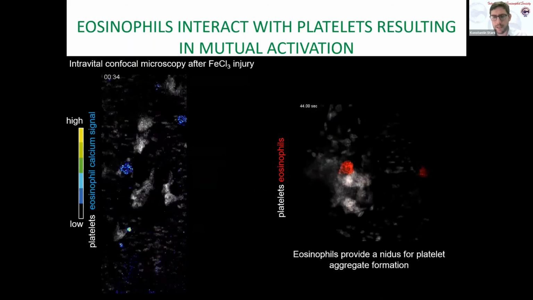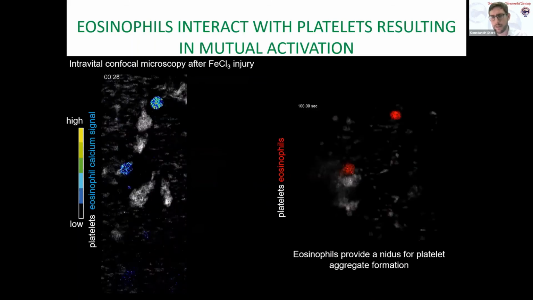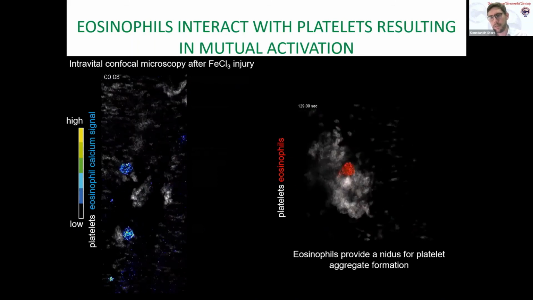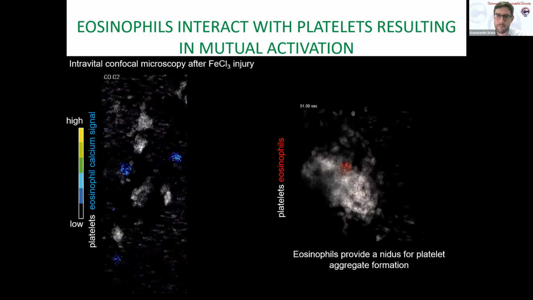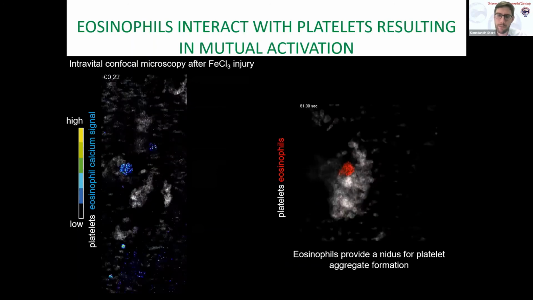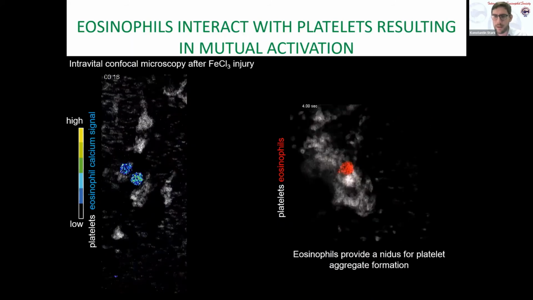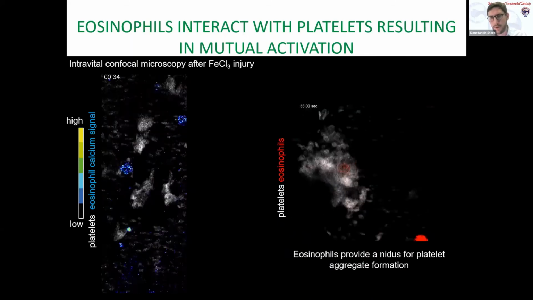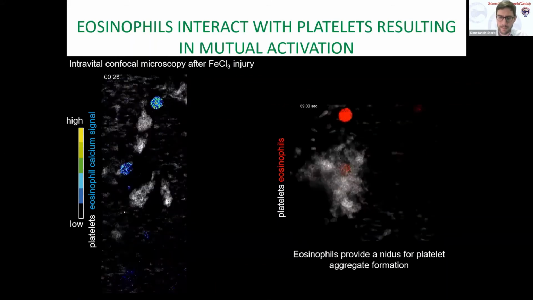When we look at the effect of eosinophils on platelets, we very often saw that eosinophils seem to form a nidus for the formation of platelet thrombi. As you see here, there's an eosinophil in the middle of a thrombus, which is growing over time, as we see here by intravital microscopy again.